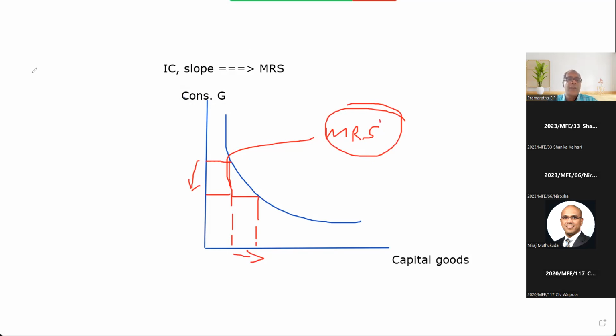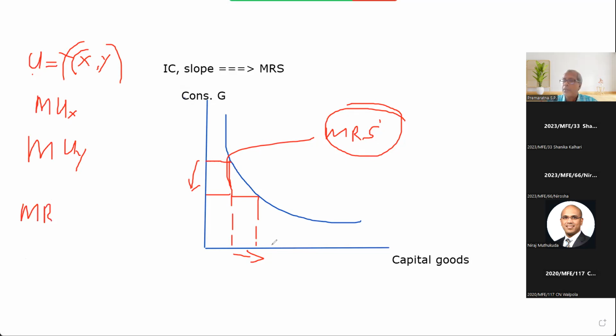Now, let's say you are given the utility function, and let's say two goods you consume. How do you find the MRS? First, you have to find the marginal utility of X and the marginal utility of Y. Then you can find the MRS given the utility function. That is MUx divided by MUy.